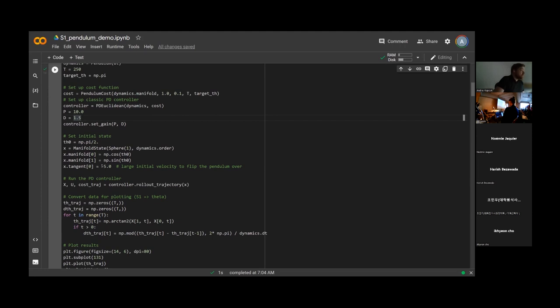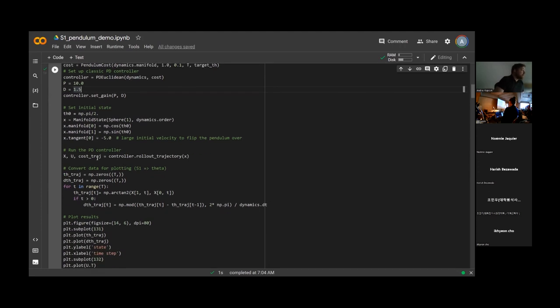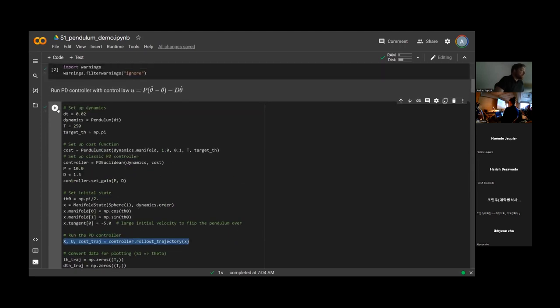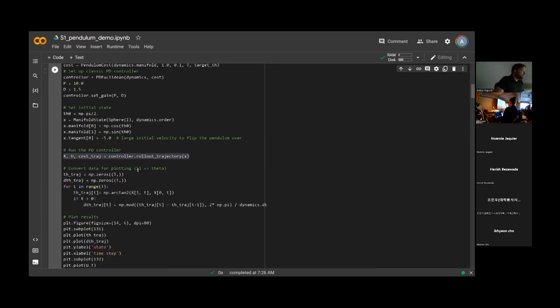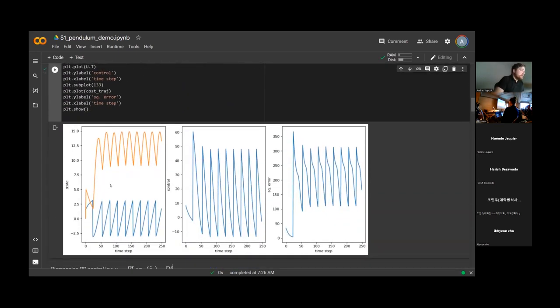And I give an initial velocity. So here the state representation is the sphere manifold, and I give a large initial velocity to ensure that the pendulum will flip over at the top, and the controller goes unstable. And then here I just roll out my trajectory using the controller from the starting state, and the rest is just logging. So if we run this, you can see this behavior that I mentioned before. As soon as we reach pi, the controller goes unstable, and we have this unwanted behavior.